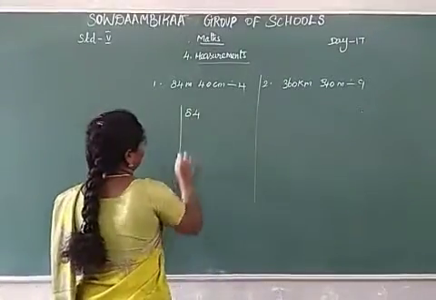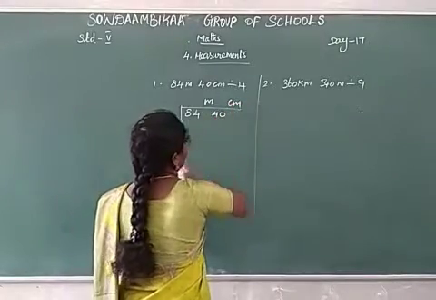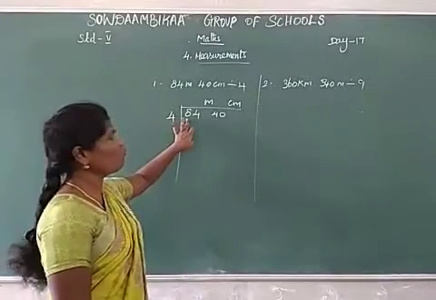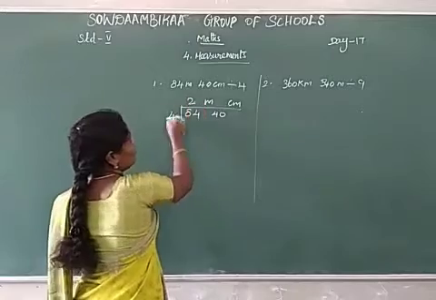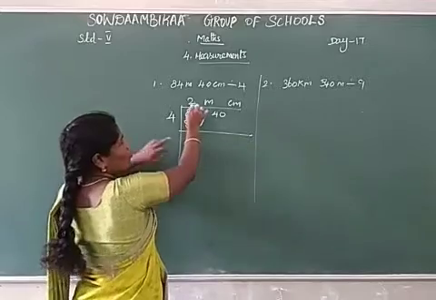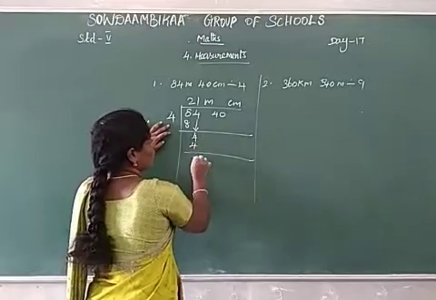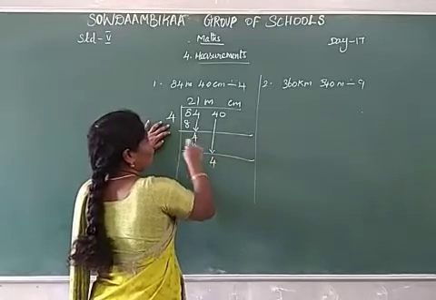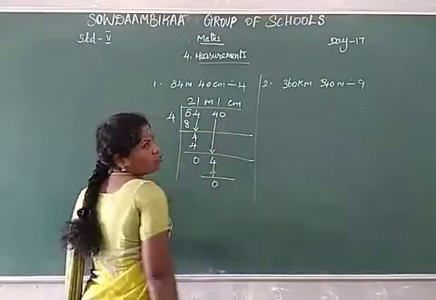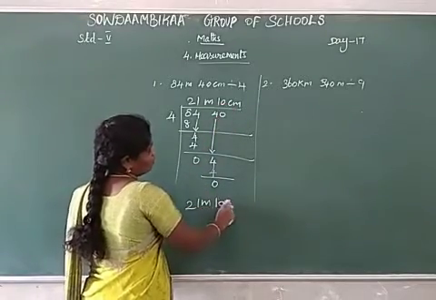84 meter 40 centimeter divided by 4. Now say the fourth table. How many 4s are 8? 2 fours are 8. 8 minus 8, 0. Next step, number 4. How many 4s are 4? 1 four is 4. 4 minus 4, 0. Next step, 4. 1 four is 4. The next number is also 0, so put 0 in the quotient. So the answer is 21 meter 10 centimeter.